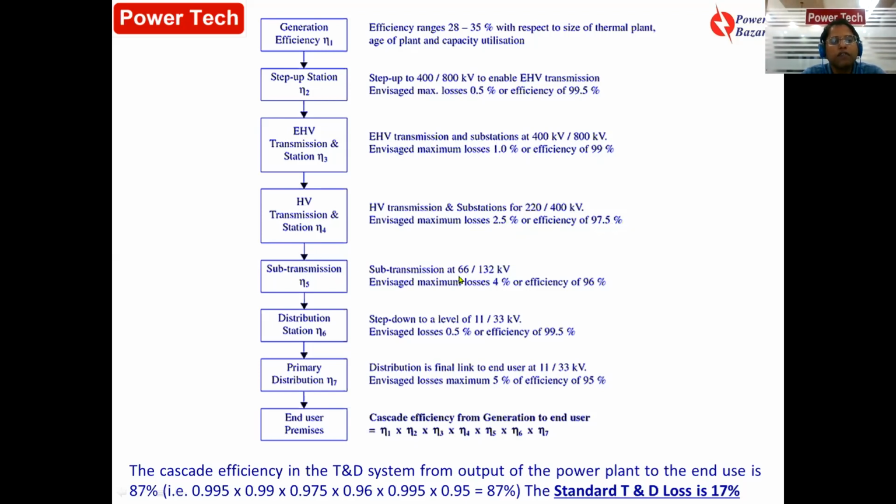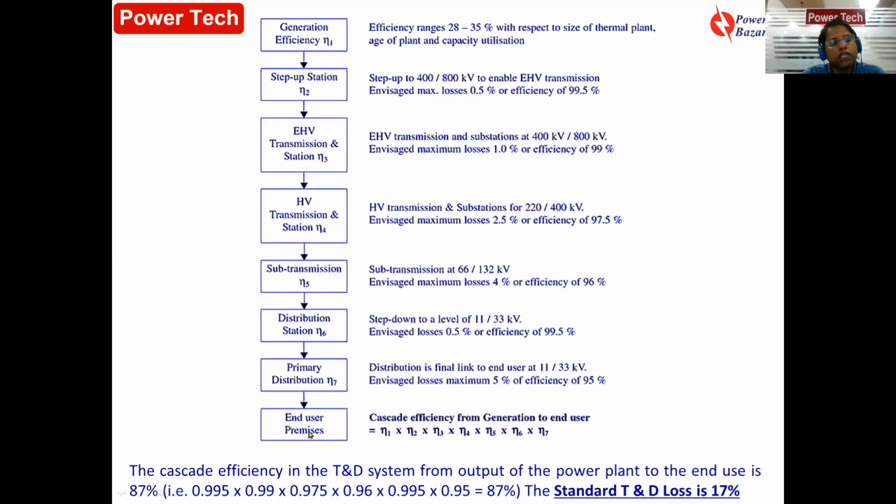For sub-transmission, similarly, N5 is 96%. Why? The maximum losses in sub-transmission is 4%. Distribution stations, N6, are in the range of 0.5% because there are more transformers. Efficiency is 99.5%. Then primary distribution, the final link between the user at 11 or 33 kV. Envisaged losses are minimum 5%, and so efficiency is 95%.